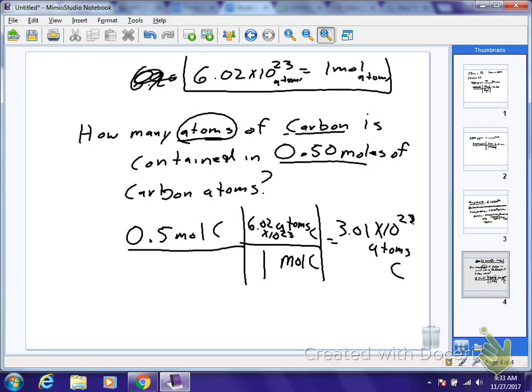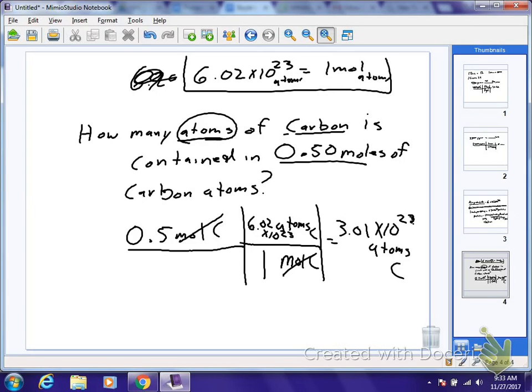Does that make sense? See, my units will always tend to divide out. Dividing out in chemistry is really huge. Knowing what divides out and what you can't divide out. So that would be my answer, and that's how many atoms I would have.